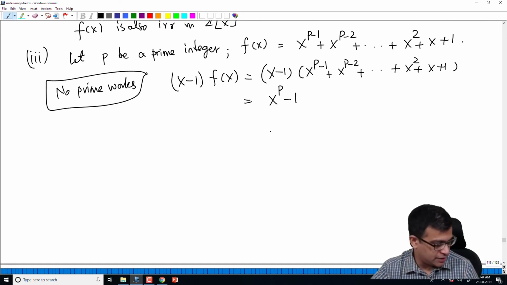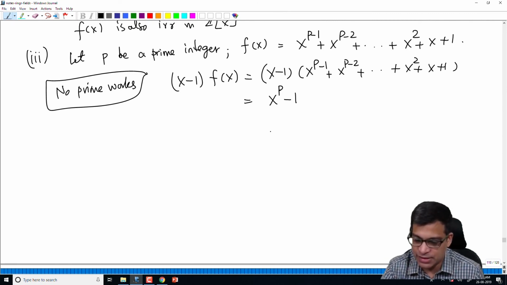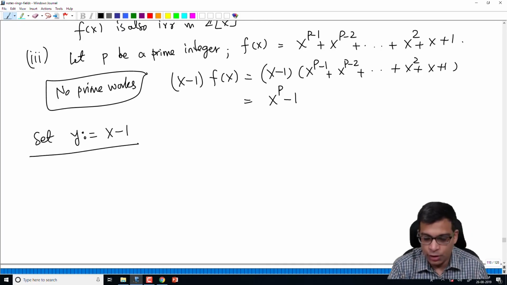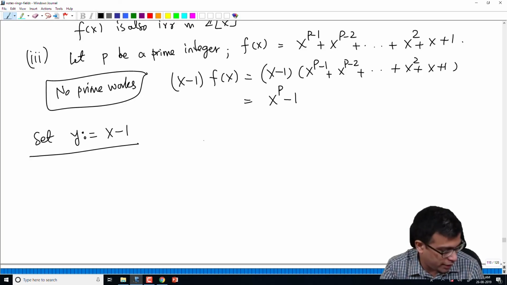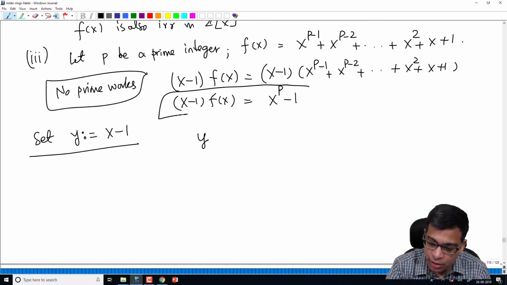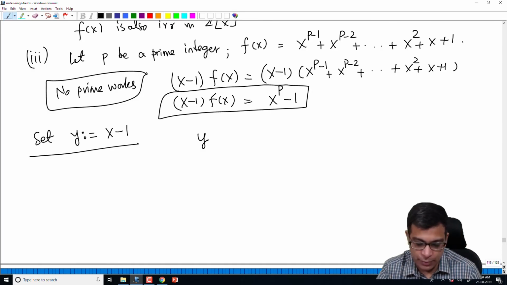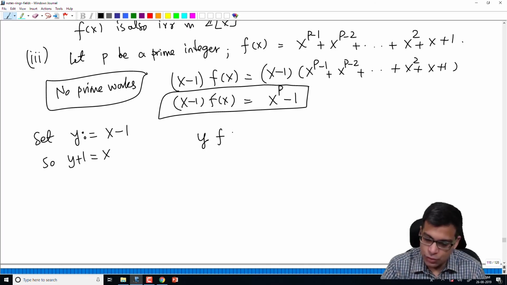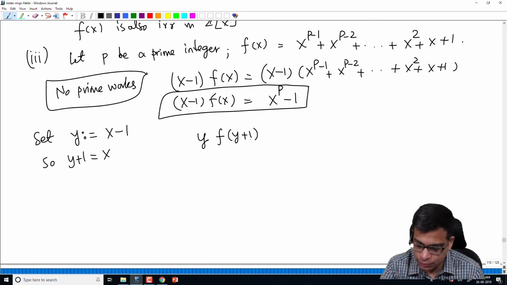So what you will have is x minus 1 times f of x is this, but then I set y equal to x minus 1. So I am changing variables here. What do I get? I get this equation, x minus 1 times f of x equals x power p minus 1. So in this I am replacing x minus 1 by y. That means y times, if y is x minus 1, y plus 1 is x. So f of x is f of y plus 1.